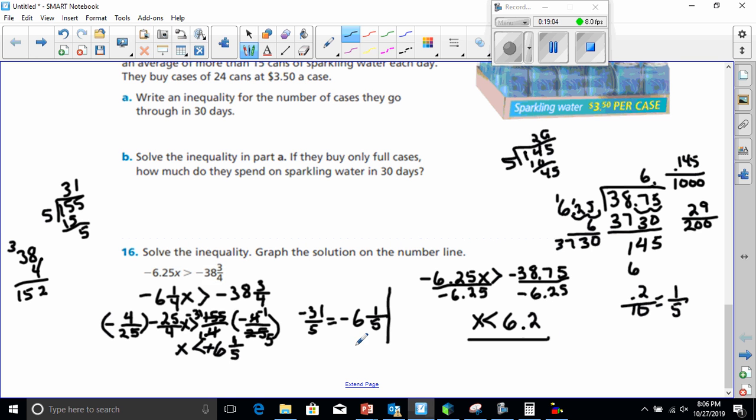So these are equal answers, except this is a positive. I keep wanting to give you the right answer and leaving it the wrong one. But there you go. It should be a positive 6 and 1/5, and remember, x is less than 6 and 1/5, or x is less than 6.2. They both mean the same thing.